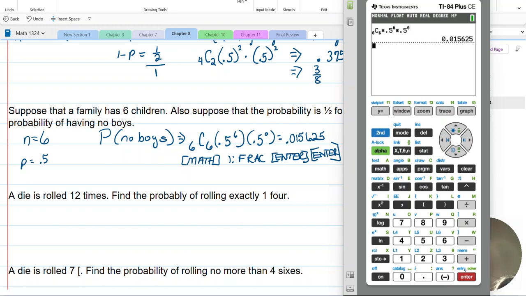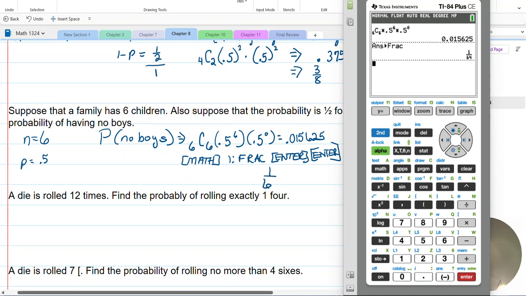So I'm going to hit math, frac, and enter, and there I have it. 1/64. That's the probability of getting no voice. Right, so we're getting there.